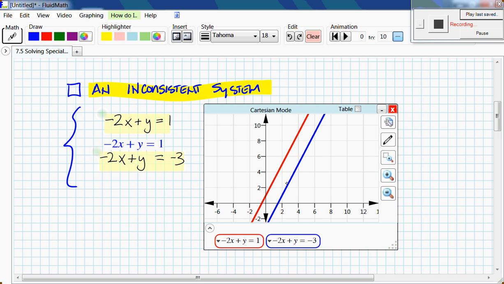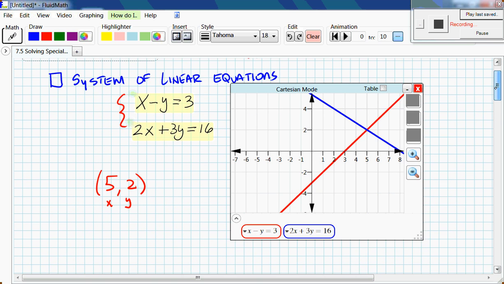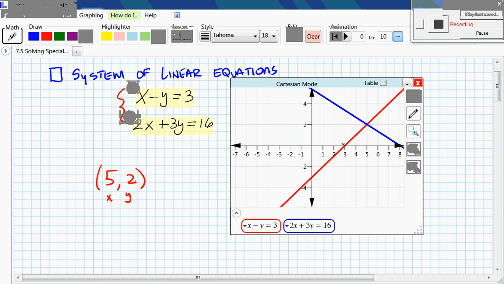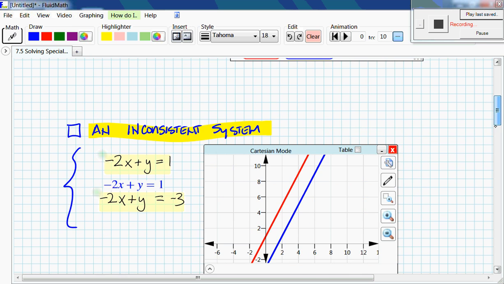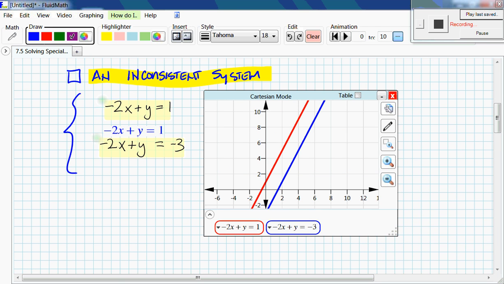There's no single point at which they will ever cross and have a single solution, as in relation to the last one where the point was 5, 2. Well, that's just not going to happen on this parallel line. Therefore the slope of my two equations is equal. That implies that we're going to have an inconsistent system. And the reason it works is because the lines are parallel and they have no points in common. That's what we call an inconsistent system.